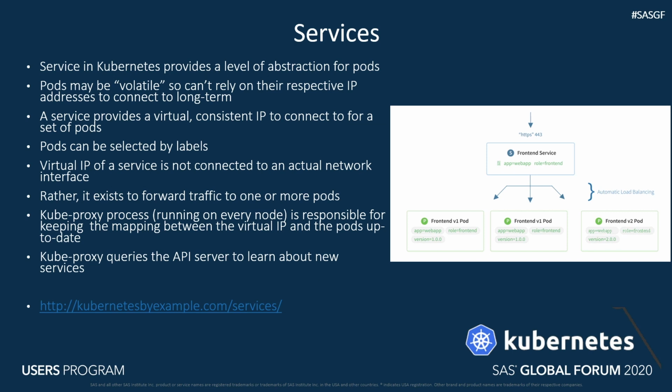Services, as we've mentioned before, are how Kubernetes provides a level of abstraction for pods. Pods can be volatile. We just talked about the idea that something might cause a pod to go away. And by the way, in Kubernetes, it doesn't have to be that a pod container crashes. It could be, for example, that an application running container has a bug and starts consuming all the memory on the system.